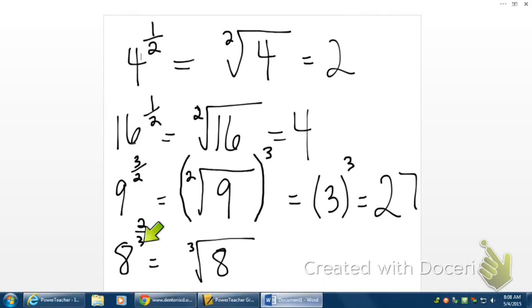So that bottom number tells me what root I find. The number on top tells me what to do after I find it. It's going to be 2. So what is it going to be raised to? Well, it's going to be squared. The answer is going to be 2.